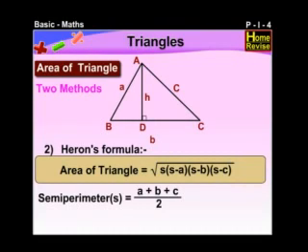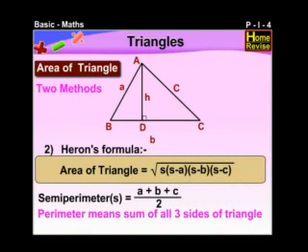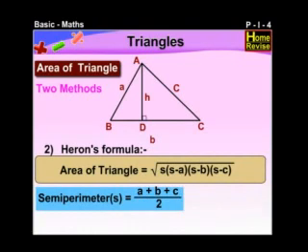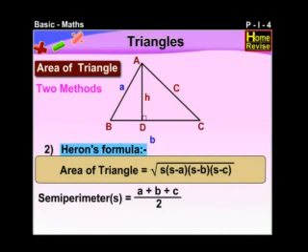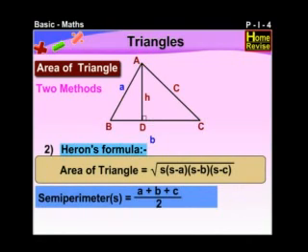What is meant by perimeter? Perimeter means sum of all three sides of a triangle, and semi-perimeter means half of the perimeter. That means semi-perimeter is equal to (a plus b plus c) upon 2, where a, b and c are sides of a triangle. Therefore, according to Heron's formula, area of triangle is equal to square root of s into (s minus a), (s minus b) and (s minus c).